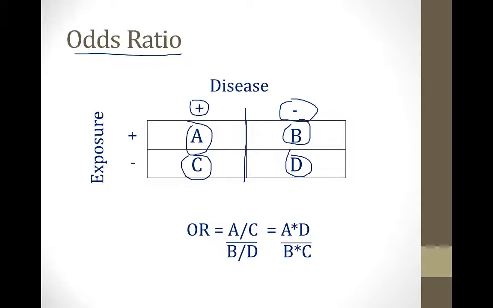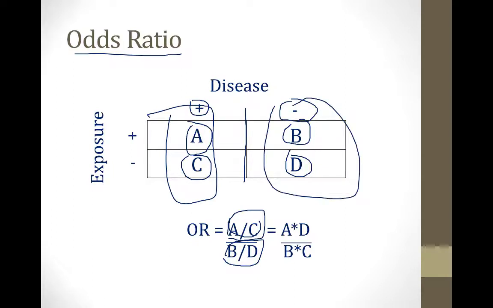So let's look down here. We're going to take A divided by C and divide it by B divided by D. And some people like to remember it as AD over BC. I prefer to remember it this way because then you can just look at the two columns next to each other. It's this column divided by that column, always with the top divided by the bottom. And that's how I remember the equation for an odds ratio.